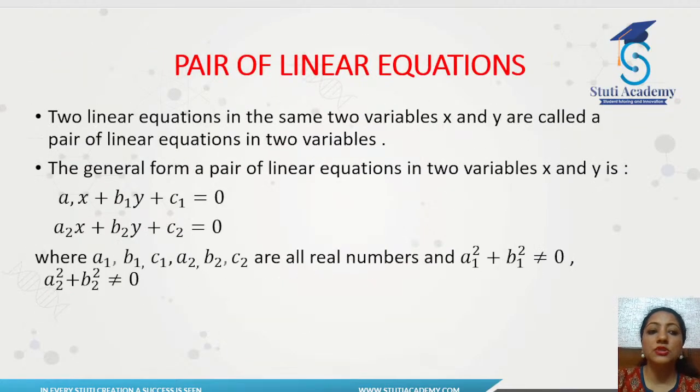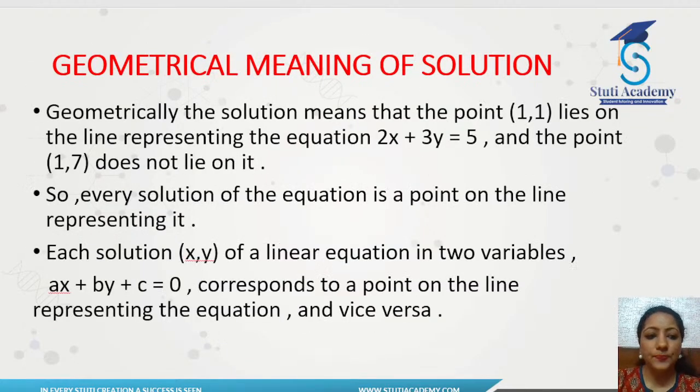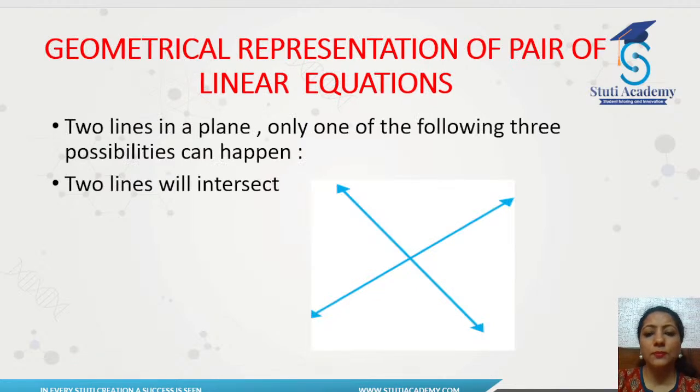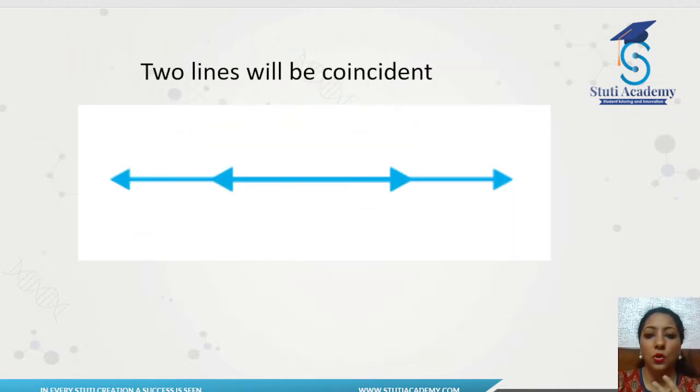We had learned about the geometric meaning of solution of the equation, and something very important that we discussed about the consistency of the equation. That means whether the solution exists or doesn't exist. So there are two ways of finding the consistency of the equation. The first way is the graphical method, where we see whether the lines are intersecting or they are parallel or they are overlapping lines. That means the coincident lines.